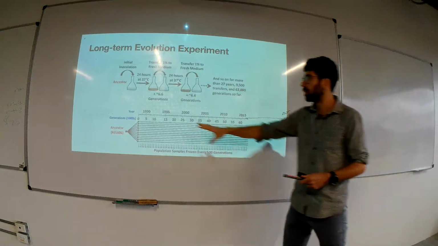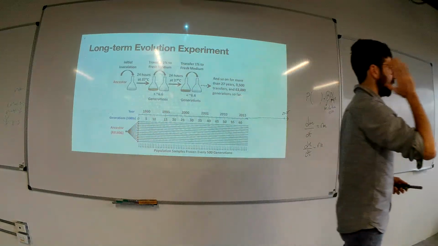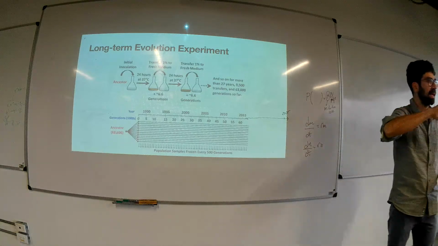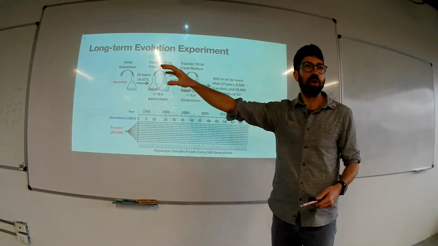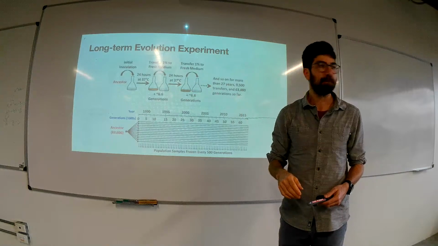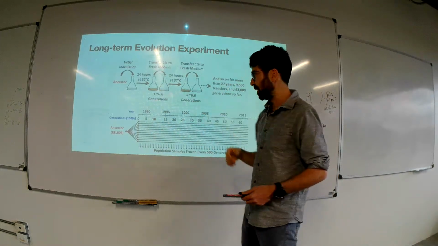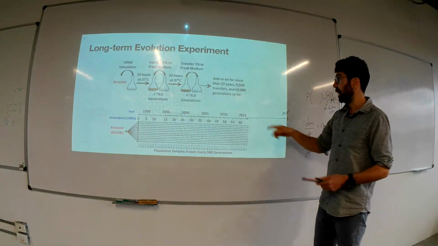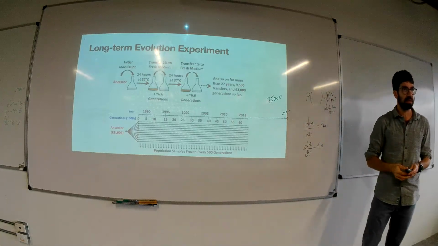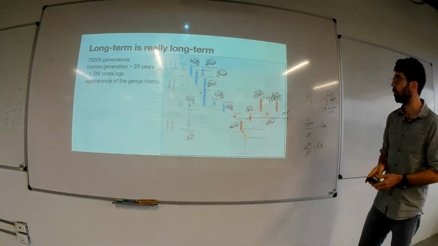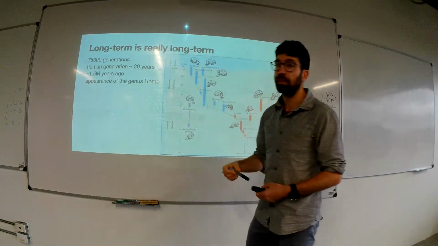So they have 12 populations, repeated in parallel, started from the same individual, so they're identical at the beginning, and they have this experimental evolution going on in parallel for these 12 populations. Based on the dilution, there are about 7 generations per day. So if you do the math, it's now about 75,000 generations. If a generation of humans is 20 years, this means 1.5 million years ago.